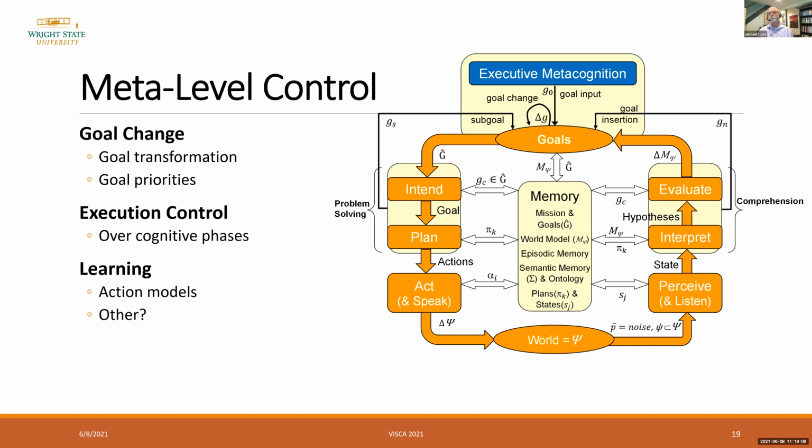So for control, there are a number of ways that I mentioned. You could change your goals or the priorities on those goals. We could have control over the cognitive phases. For instance, we might substitute one planner for another if the current planner was not sufficiently generating optimal plans, for instance. I hate the word optimal, but satisficing plans. And we could also learn some action models, or this PDDL model in terms of roles, preconditions, and effects, and other things are possible.